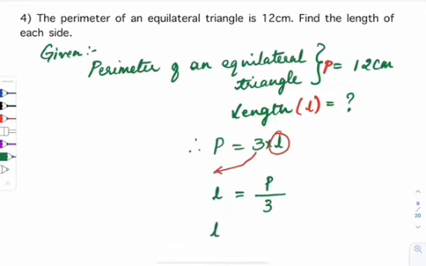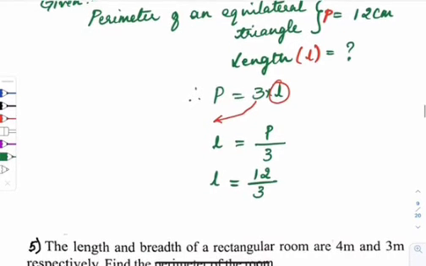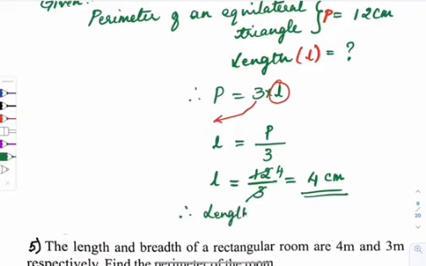So what is P given? 12 divided by 3. Now what is 12 divided by 3? You can cancel it right here. 3 1 times, 3 4 times. So it is 4 centimeters. Did you all get it, children? Therefore, the length L is equal to 4 centimeters.